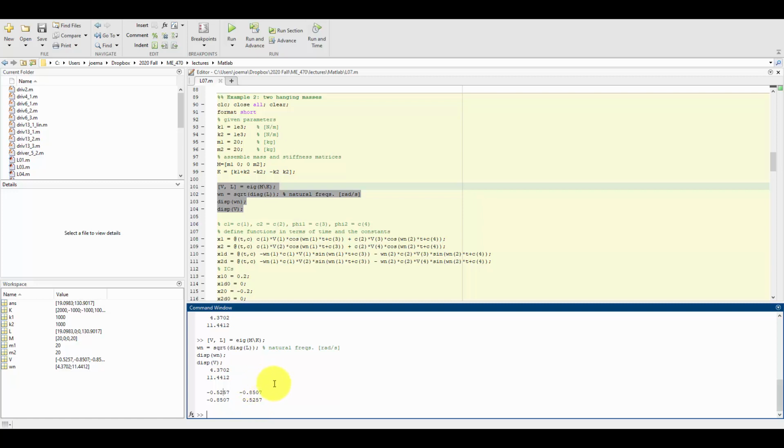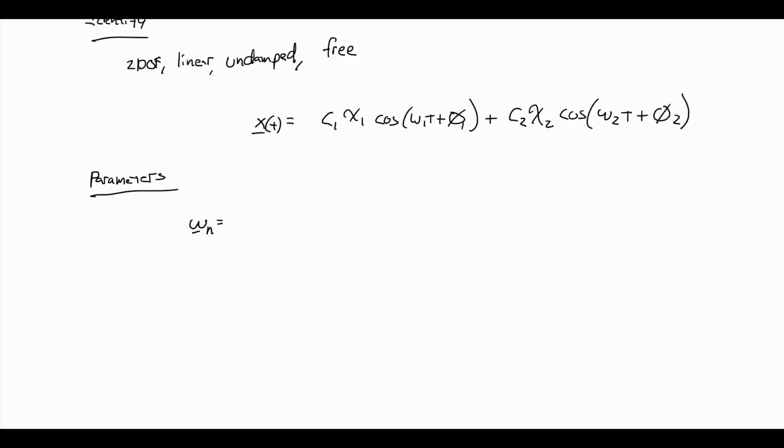So we can record these, as these are going to be parameters in our system. From MATLAB, I'll just write them down here, the two natural frequencies in ascending order. They actually did come out in ascending order from MATLAB, so we don't have to rearrange them here. And I'll just keep 3 decimal places. So 4.36 and 11.4 radians per second are the two natural frequencies in our system.